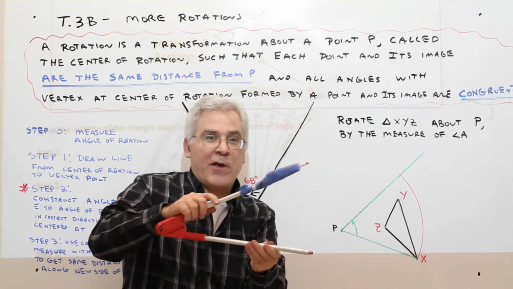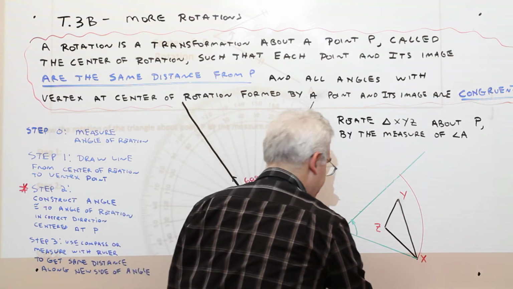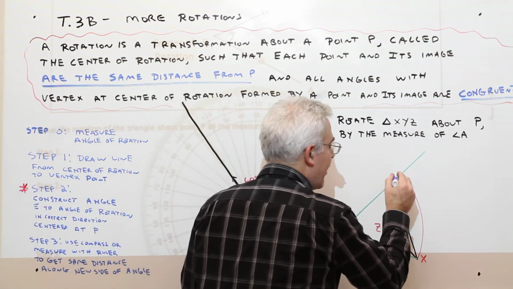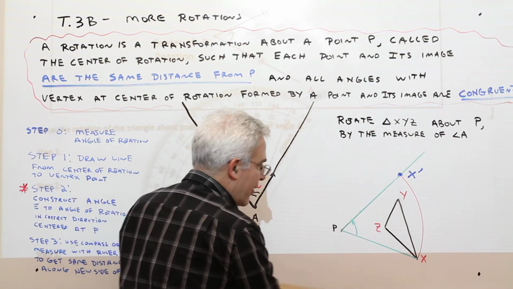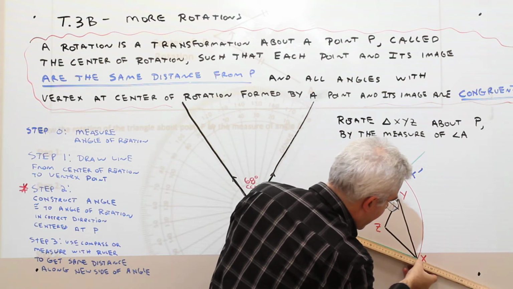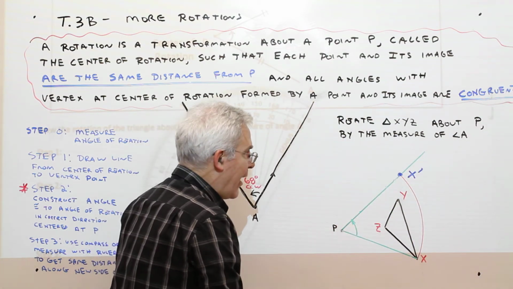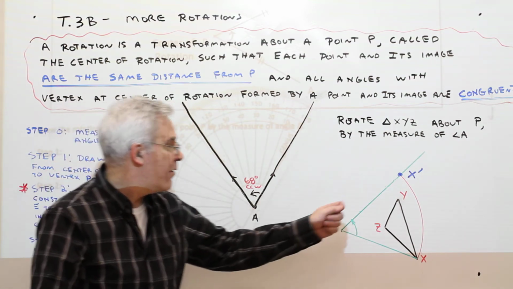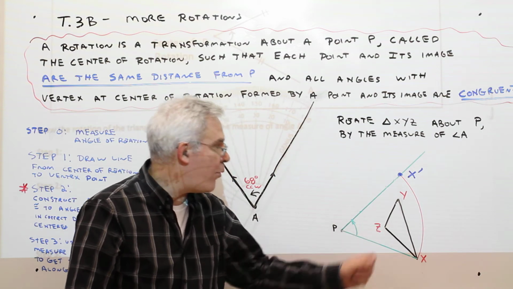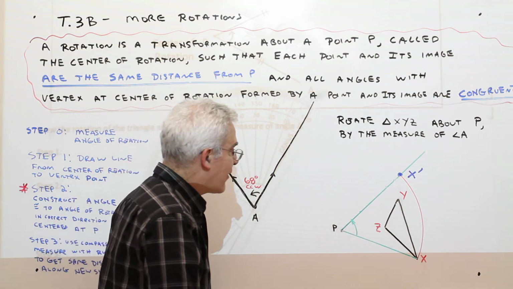I like doing it with a compass because I can clearly see the rotation happening in real time. So this is X prime. Again, I could have measured it. This distance here is that. This distance here is that. Then I've got to repeat the process for point Y and point Z, and then at the very end connect the dots. Okay, let's give it a try.